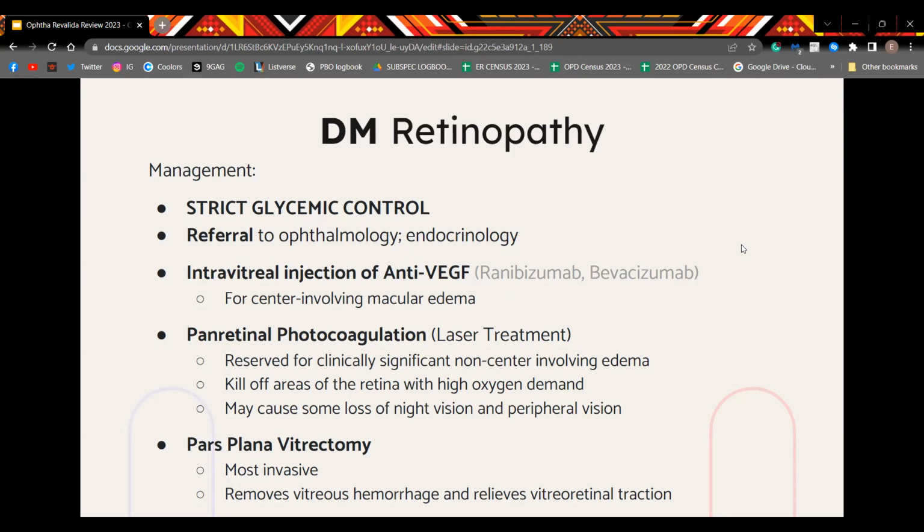No, kapag center involving yung macular edema, pwede tayong mag-inject ng anti-VEGF. Kapag nasa periphery naman or non-center involving, we could opt to do panretinal photocoagulation or laser, no? Kasi this is less invasive. Kapag meron namang vitreous hemorrhage, no, may pumutok na talaga na ugat na puro dugo na yung loob ng vitreous cavity. So, kailangan na mag-pars plana vitrectomy. So, this is a major procedure and it's most invasive. Pero ito na yung kumbaga yung last resort.